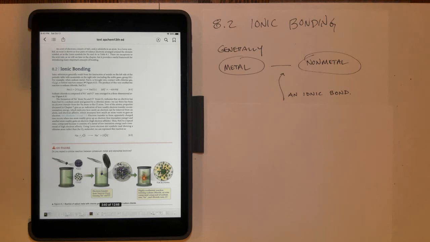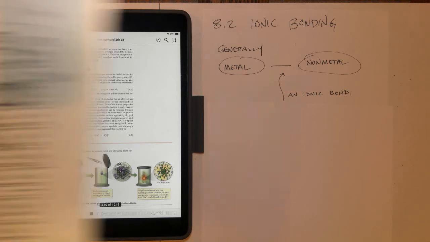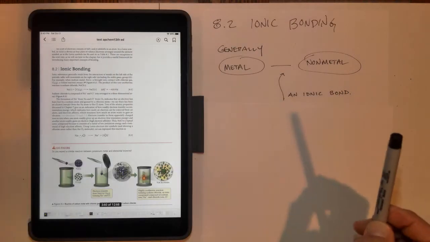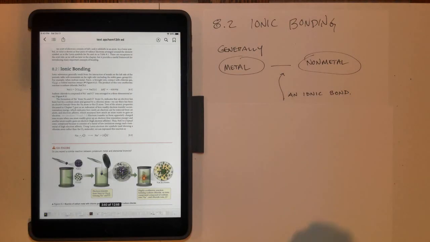So here in section 8.2 we'll look at the type of bonding called ionic bonding. Ionic bonding generally takes place between metals and nonmetals. Metals, of course, are on the left side of the periodic table over here. Nonmetals are located over here. There are some exceptions. Sometimes it's a metal and a polyatomic ion. Sometimes it's two polyatomic ions. But the ionic bond, as a rule, generally contains a metal.